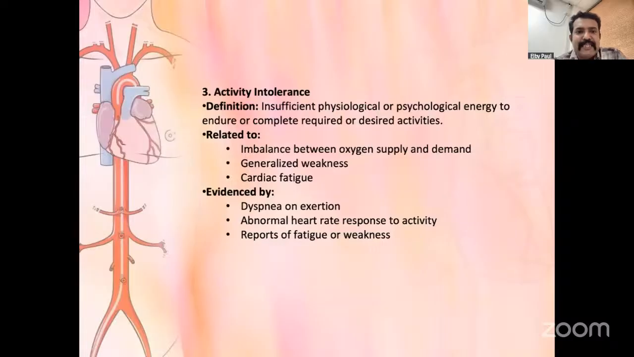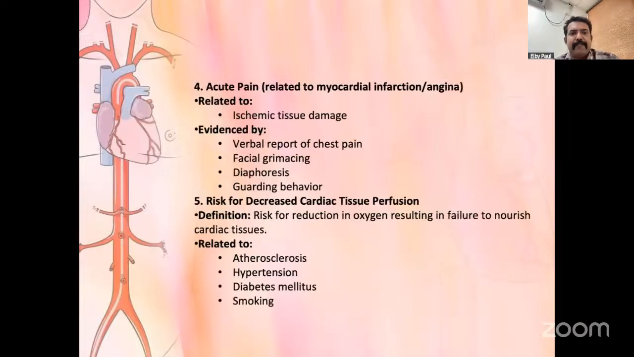Okay, activity intolerance related to imbalance between oxygen supply and demand, generalized weakness, fatigue, evidenced by dyspnea on exertion, abnormal heart rate response to activity, report of fatigue or weakness. Okay, acute pain, ischemic tissue damage related to, evidenced by verbal report: the patient says I have chest pain, that is evidence. Facial grimacing, diaphoresis, guarding behavior, so that is evidence.